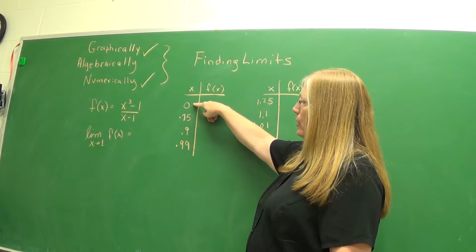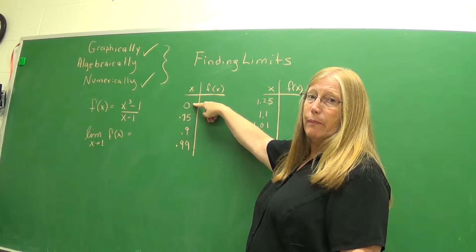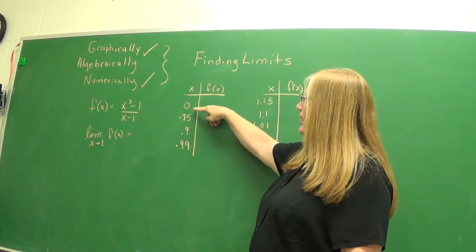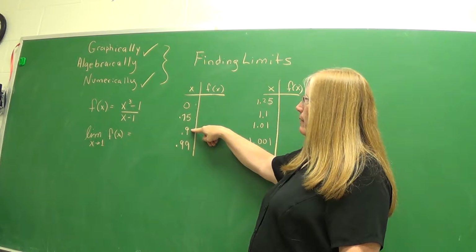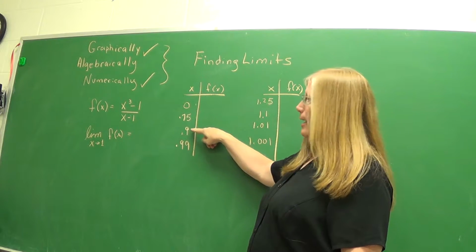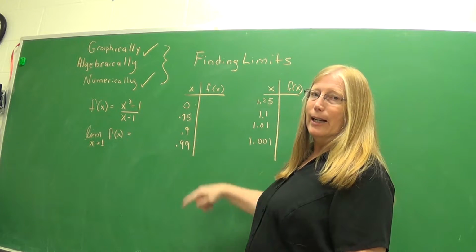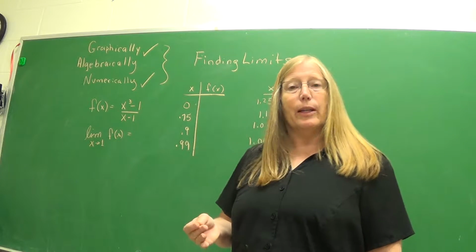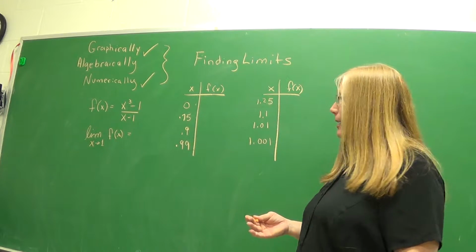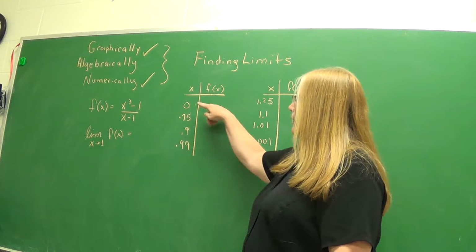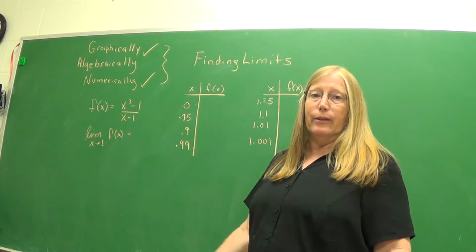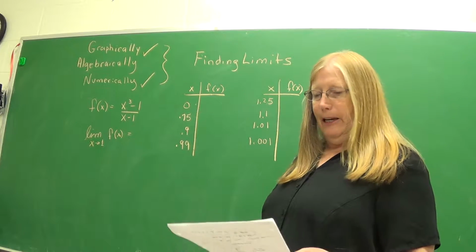As I get closer to 1, I started pretty far away at 0. Then I got closer to 1 at 0.75, very close to 1 at 0.9, very, very close at 0.99. I thought those numbers would give me a picture of what was happening to this function as I get closer and closer to 1. You would have probably picked other values, but you should get the same answer.